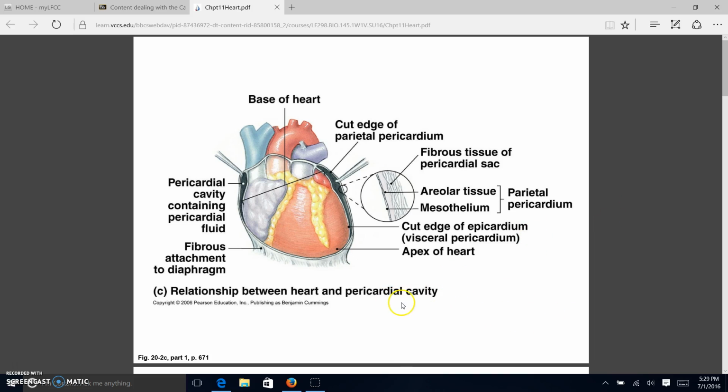Okay, so the heart is protected by this sac that's around it, the pericardium. Like in most serous membranes, we do have this space between the outer parietal area and the inner area adhering to the heart, the visceral area.